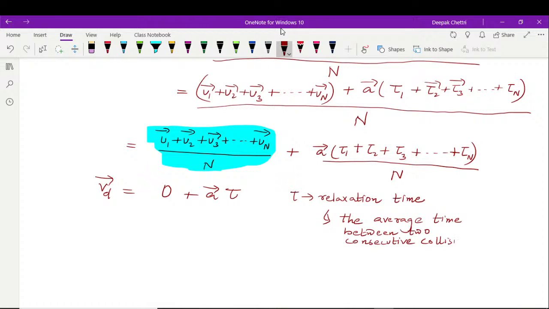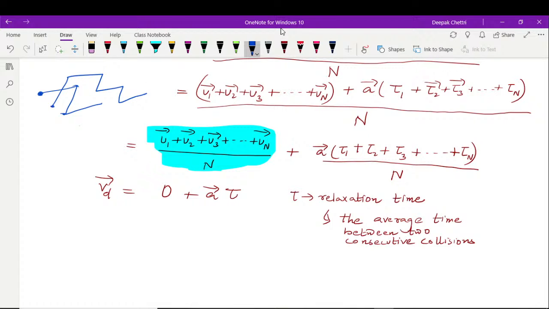Like I said, the electron will not move in a straight line. If I consider an electron like this, it will go and hit here, then here, maybe here, like that. It will hit something here, it will hit something here. So what is this tau 1? In this way we can consider many electrons. This electron will go and hit here, it will go there, maybe then hit here, like that.